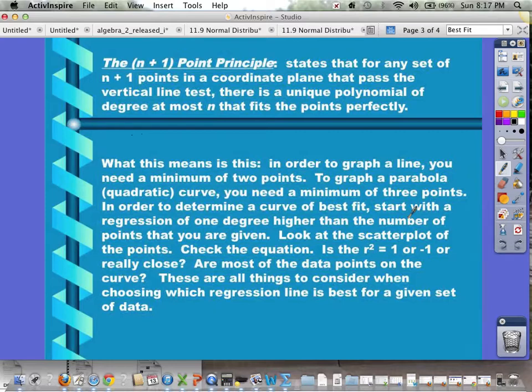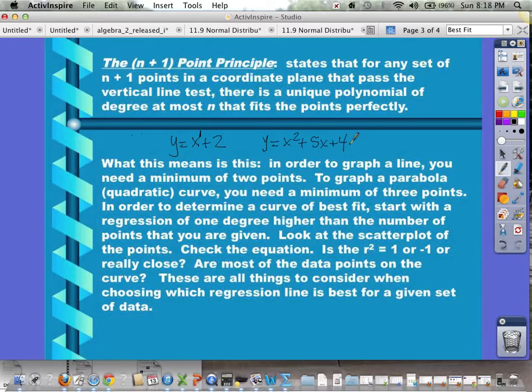Think about it. In order to graph a line, you need to have at least 2 points to graph it, okay? And we know that a line is in the shape of y is equal to something like x plus 2, where that is a degree of 1. But you need 2 points in order to graph it. So a degree of 1 needs 2 points. To graph a parabola, which would be something like y is equal to x squared plus 5x plus 4, where it has a degree of 2, you need 3 points.